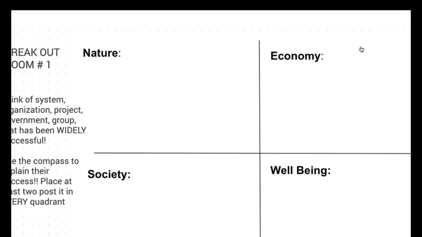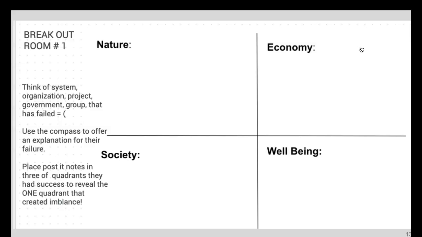So you'll place at least 2 post-it notes in every quadrant. Here's what they did that was positive for nature, for the economy, for society, and for well-being. And so you'll use this compass theory to argue their success was because of balance of these elements. And so that's your first way of practicing use of compass. And then you'll go into the next slide, or the next part of the Jamboard.